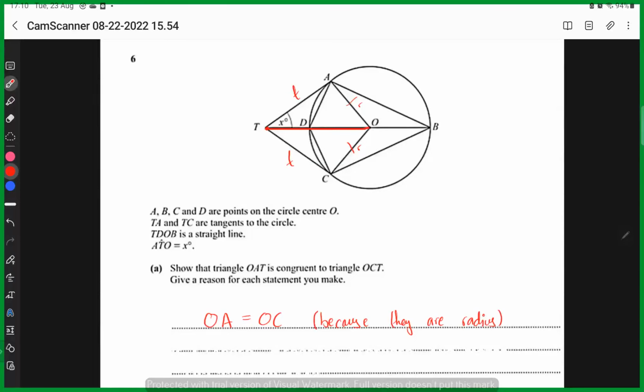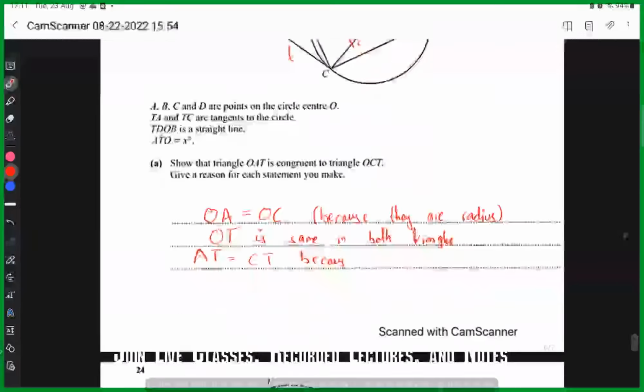Then OT is the same in both triangles. So far we were able to justify two sides, and then AT is equal to CT because they are tangent, and they come from the same point.